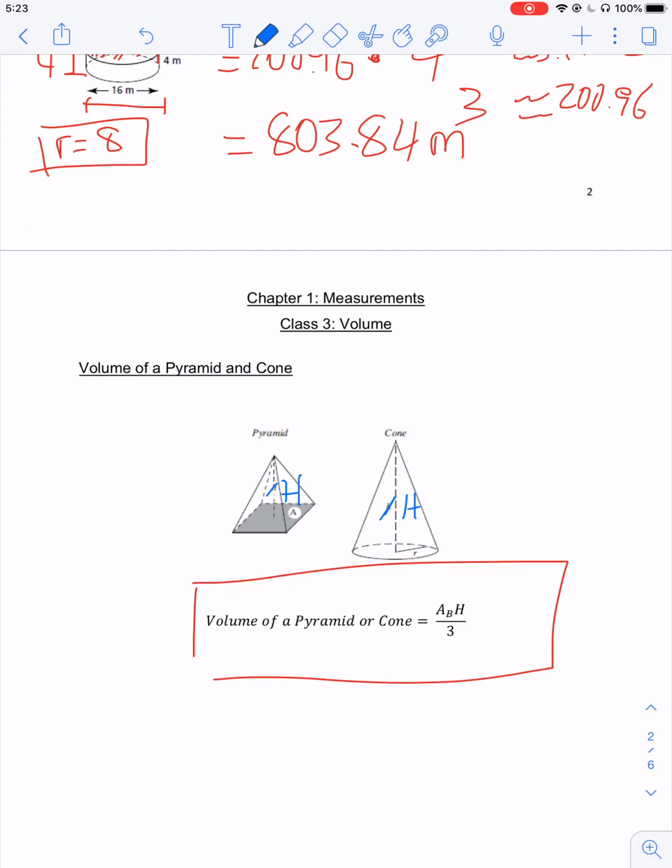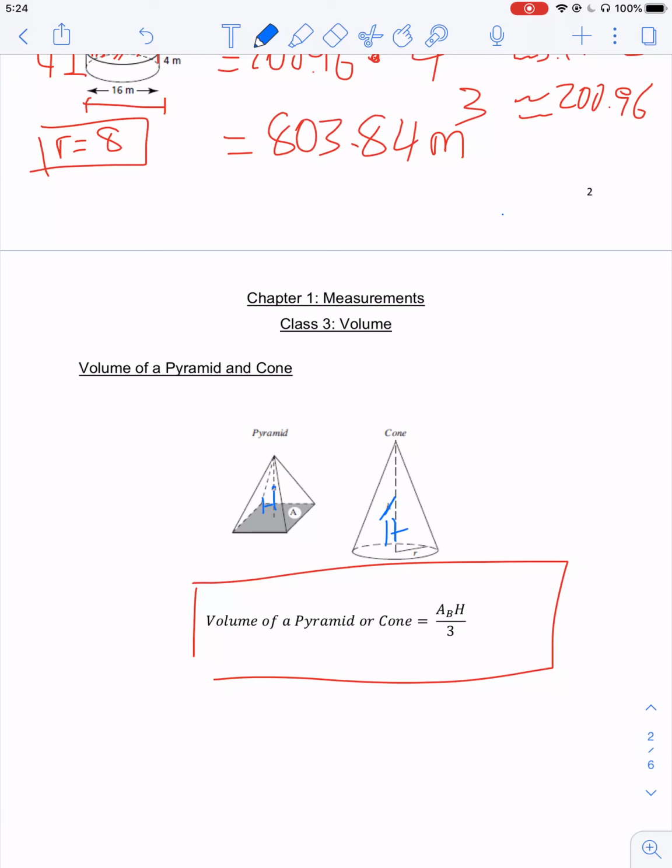So sometimes to throw you off, they will give you the slant height, okay? They might, so you know what? I'm just gonna put the H here, right? And I'm gonna do the same thing with my pyramid. Just gonna erase this, okay? And put my H over here.